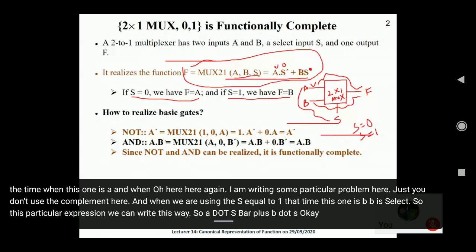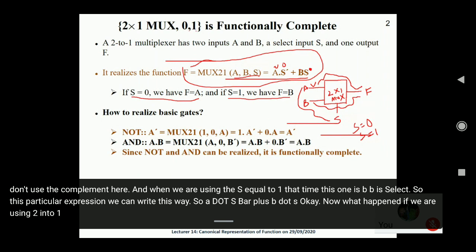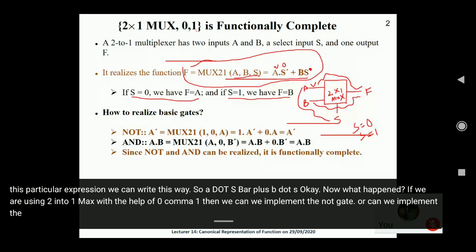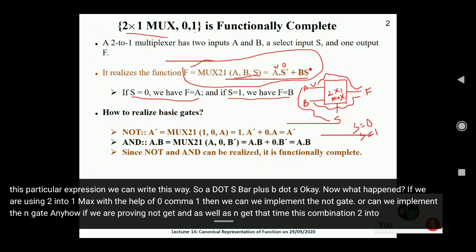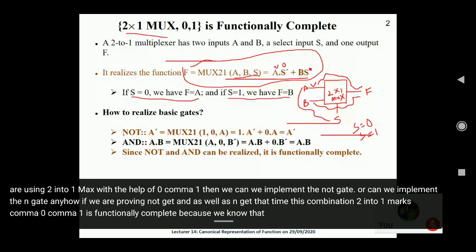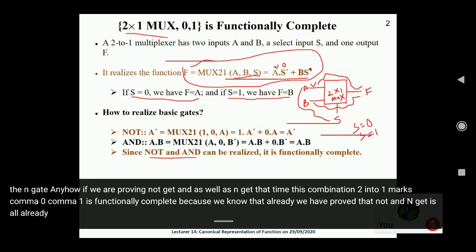Okay. Now, if we are using 2 into 1 mux with the help of 0, 1, can we implement the NOT gate? Or can we implement the AND gate? Anyhow, if we prove NOT gate as well as AND gate, that time this combination, 2 into 1 mux with 0, 1, is functionally complete, because we have already proved that NOT and AND gates are functionally complete. So that's why 2 into 1 mux, 0, 1 is functionally complete.